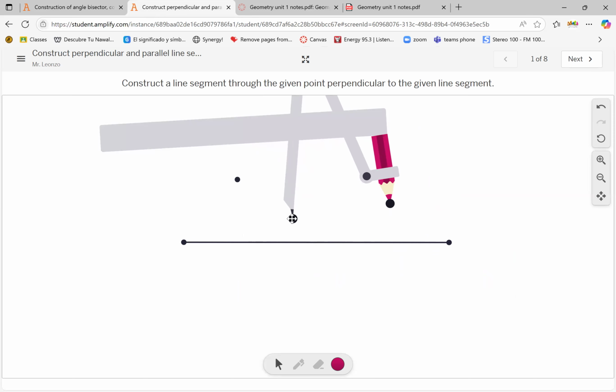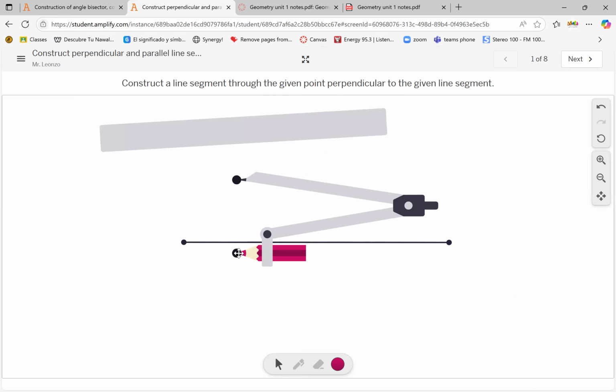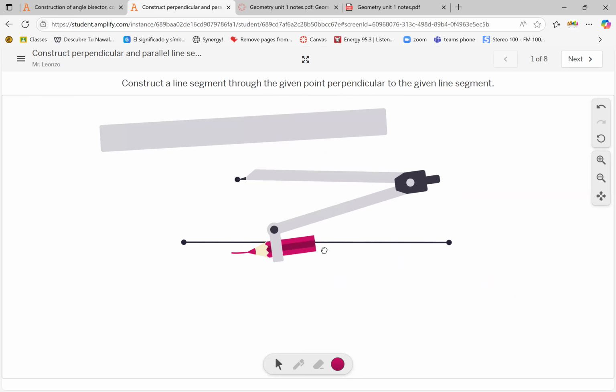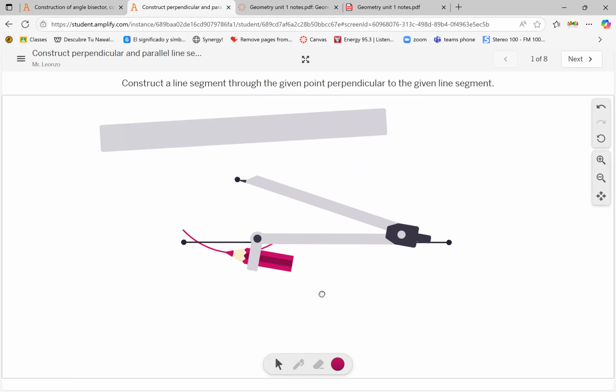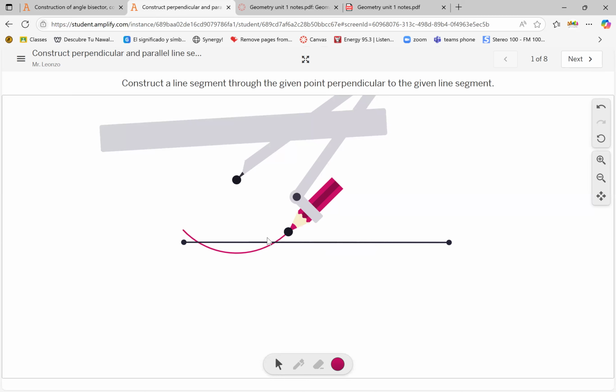what we're going to be doing is my compass. One of my points, I'm going to put it right on this point, the point given. So right on it. My other point, I'm going to put past the line. So not on the line, past the line. So I put my point there, and then I'm going to create an arc. I want an arc such that I cross my line segment twice. Now, what if, let me do something here. What if I open my compass too much?